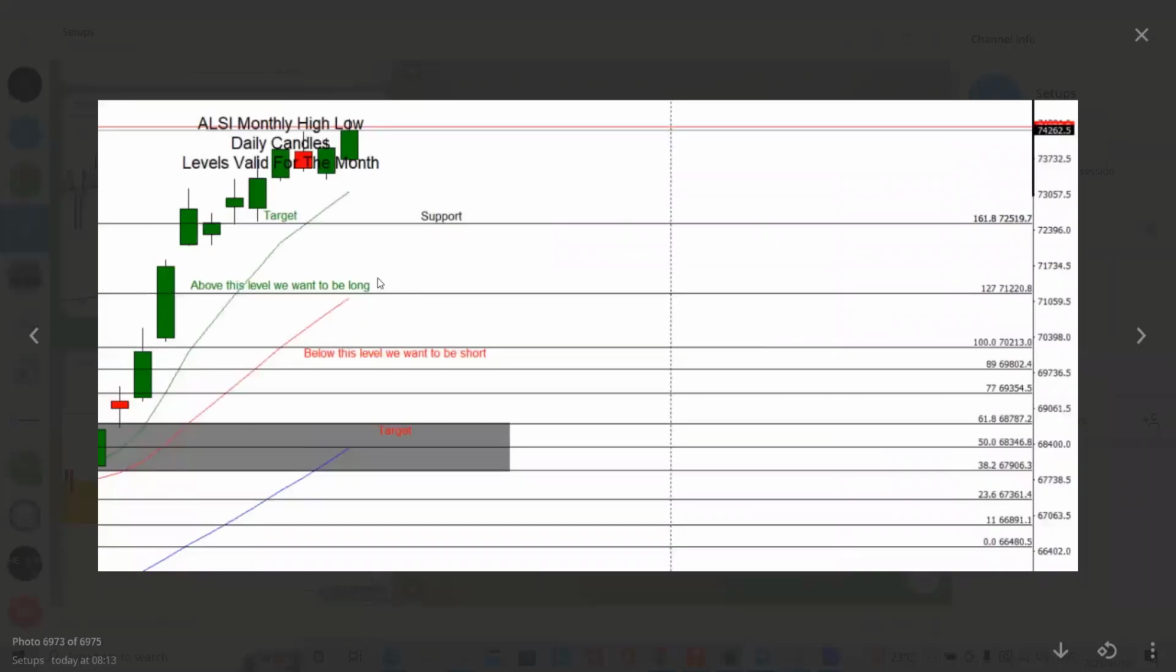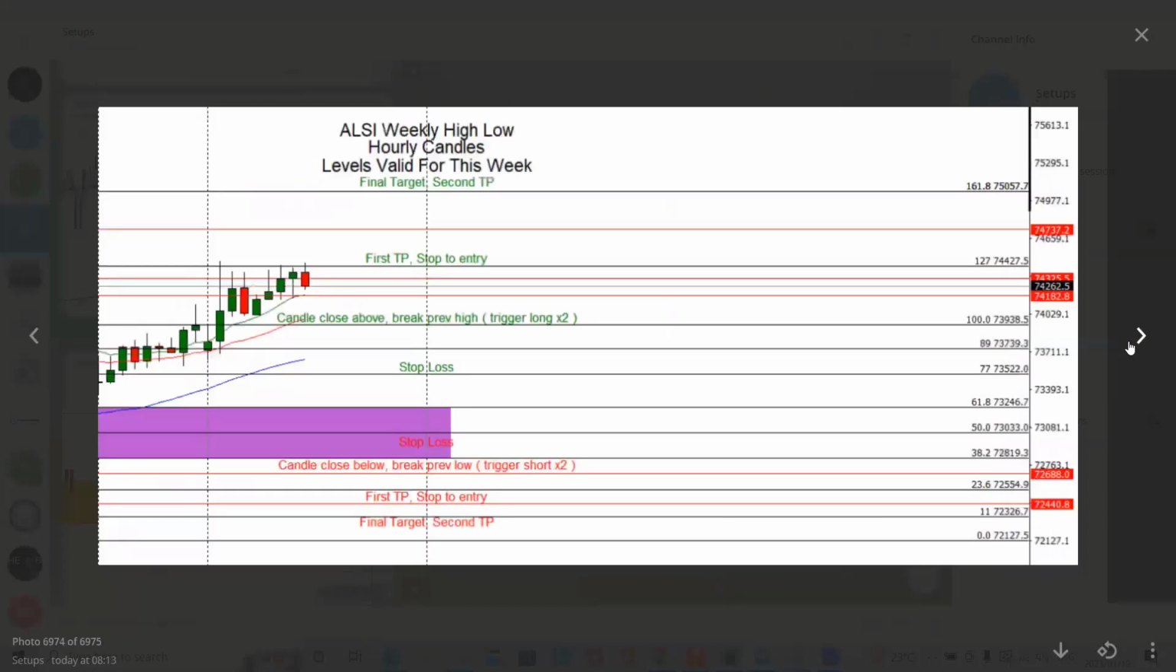On the ALSI monthly high low, it's way too high up for the level, so we need to wait for a moving average crossover before we look for anything there.